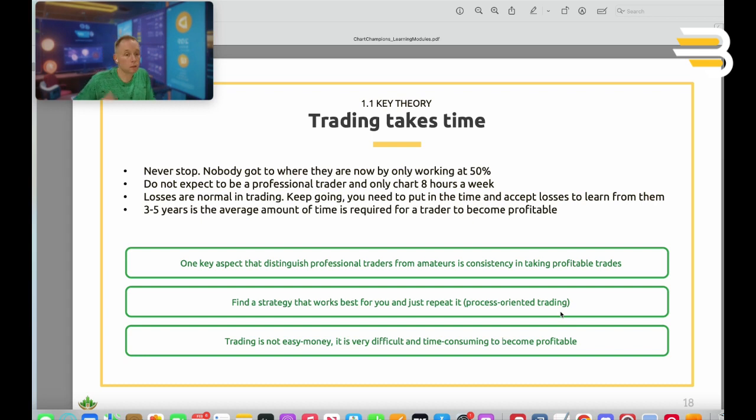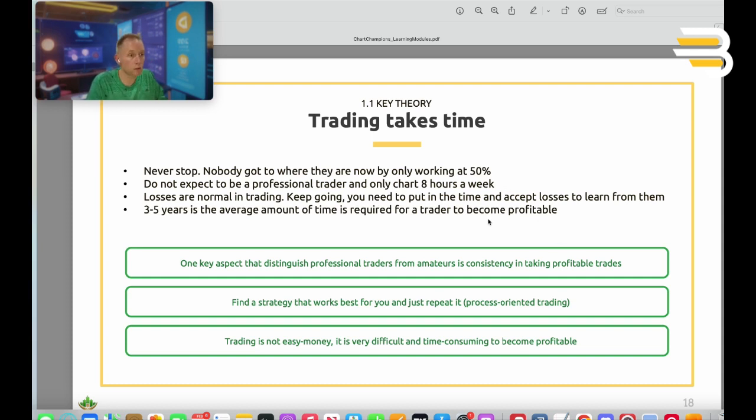Losses are normal in trading. Keep going. You need to put in the time and accept losses to learn from them. On average, 3 to 5 years is the amount of time required for a trader to become profitable. Now, I'm very optimistic for anybody watching this or listening, because I feel like this statistic is maybe a loner at home with a book. We're a community here. We're very involved and everything else. And with the right support, I think that in a little bit of time, anybody that's applying themselves really should find themselves profitable within 6 months.